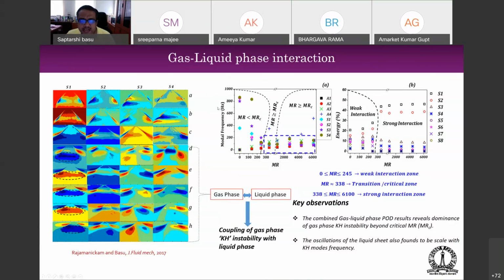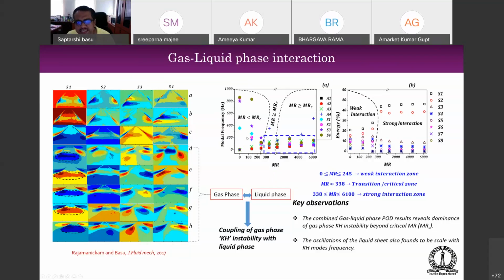Now when you plot these modal frequencies against something called the momentum ratio, which is the ratio of the flow of the liquid fuel and the gas flow. So it is a ratio of the two. As you know, the gas flow will always be more than the liquid flow, so the momentum ratio is always greater than 1. A higher momentum ratio means you are pumping more air into the flow. If you look at the modal frequency space, you will find that when the momentum ratio is below 300, the modal frequencies of the flow and the spray are not aligned with each other.